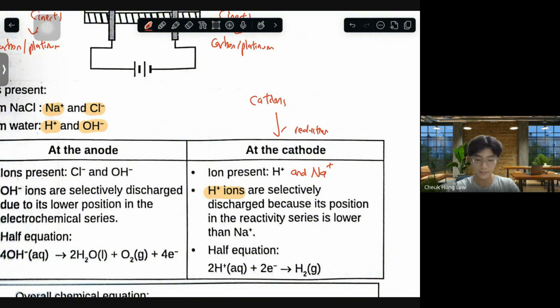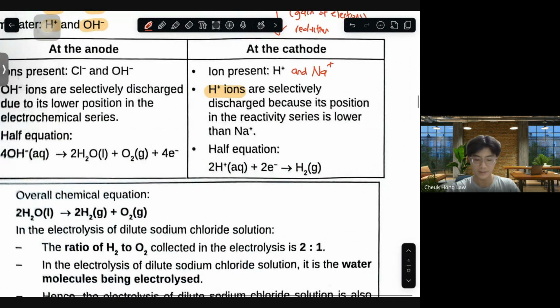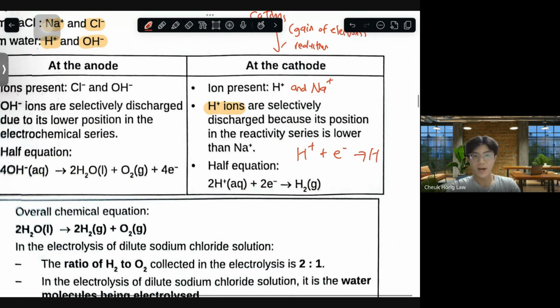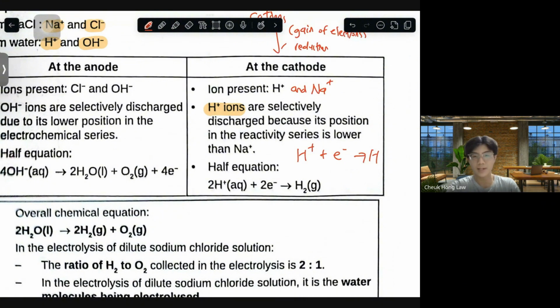What is reduction? Gain of electrons. So the first thing I do is write this. H plus gains electrons to form H. Okay, makes sense? Hydrogen ions gain 1 electron to become the atom, right? Because hydrogen has a valency of 1 only.